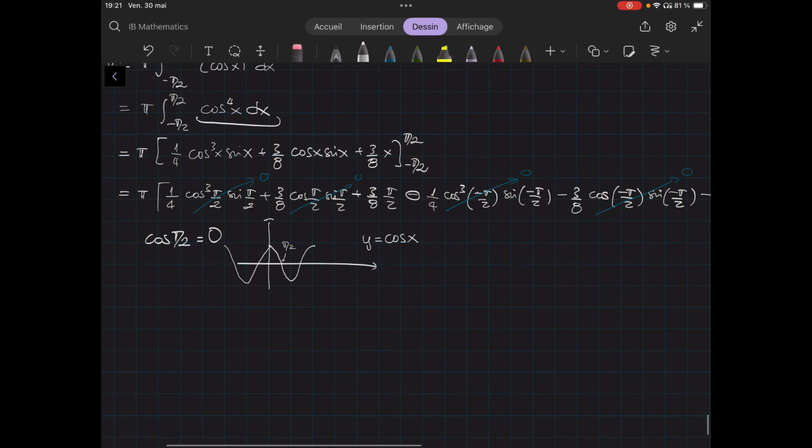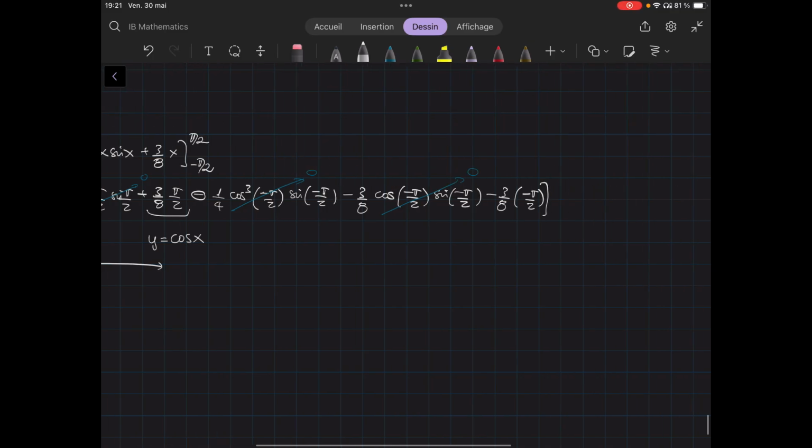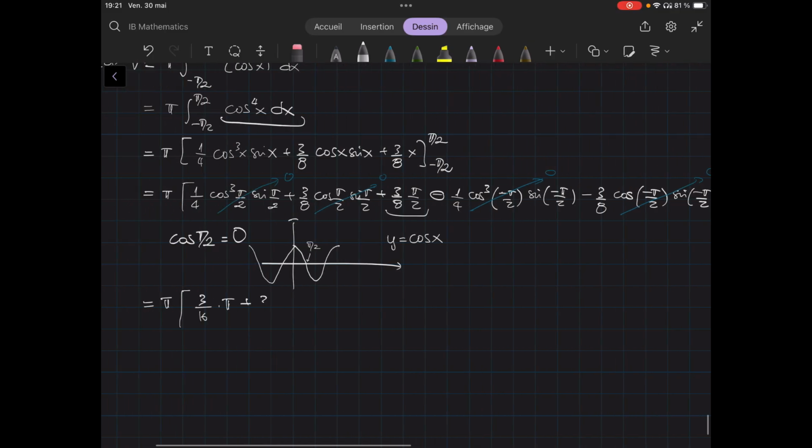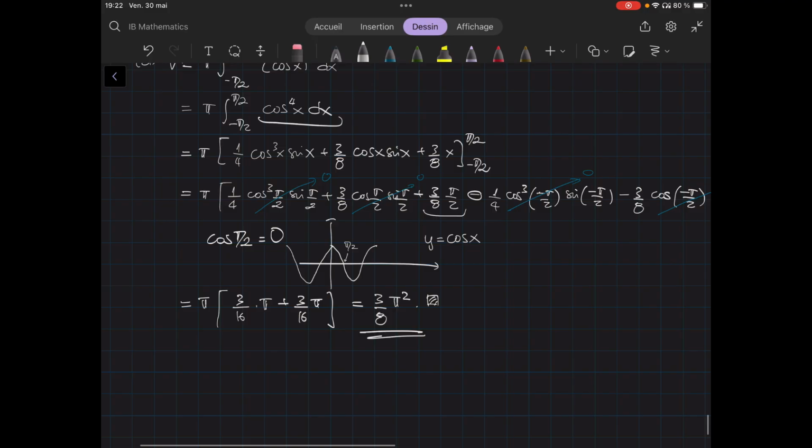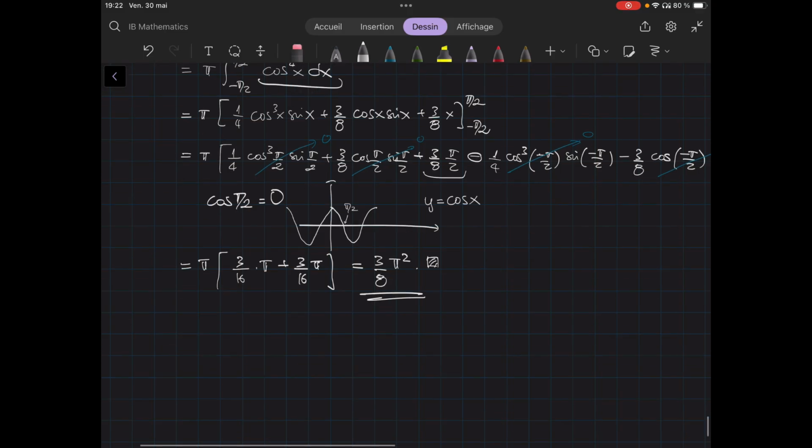So the only terms that we need to evaluate are this one, 3 by 16 times pi, and that one, plus another 3 by 16 times pi. And your final answer would be 3 by 8 pi squared. 4 marks for this part of the question, which makes it even better because this answer is independent of P and Q. So luckily for examiners, they will not have to spend too much time to check for consistency.